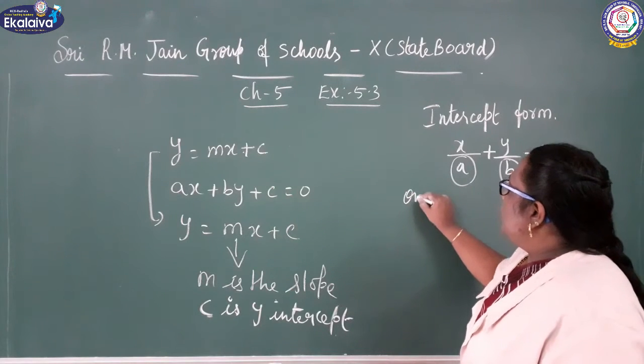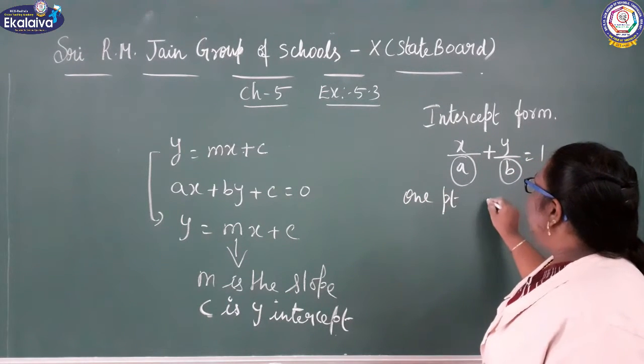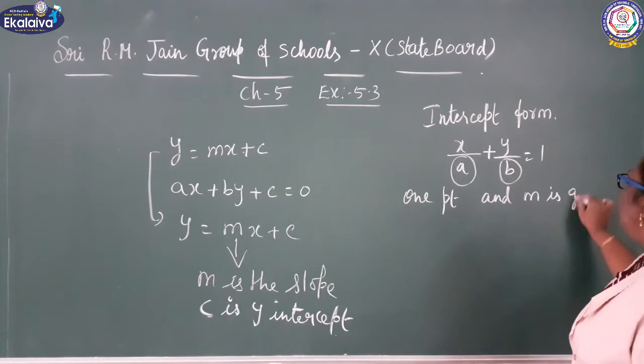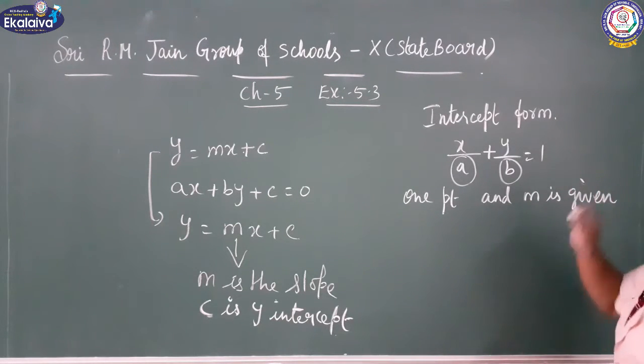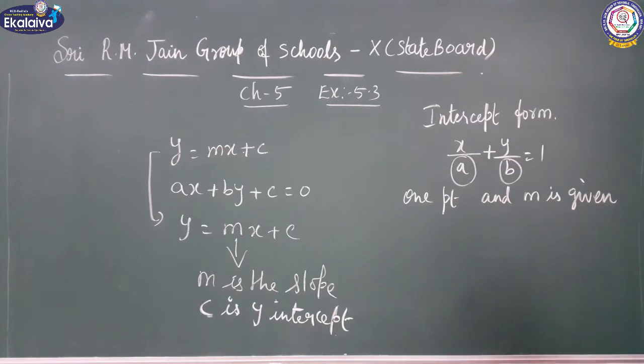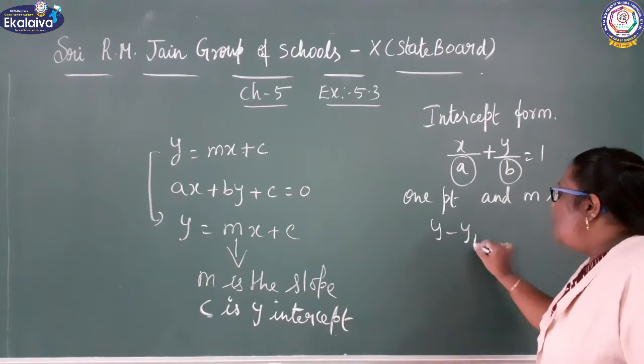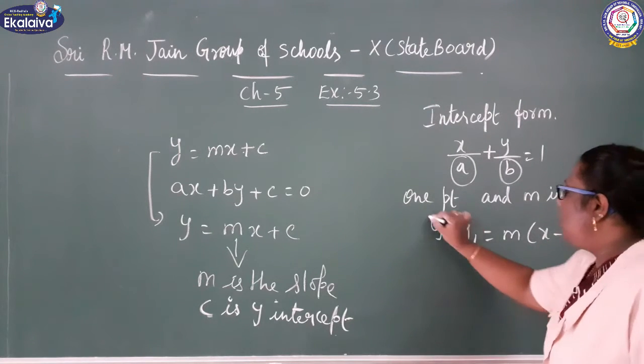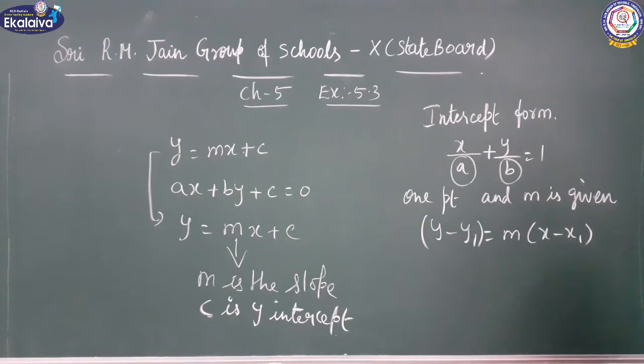When one point and slope is given, what is the equation of the line? The equation of the line is y minus y1 equal to m into x minus x1.